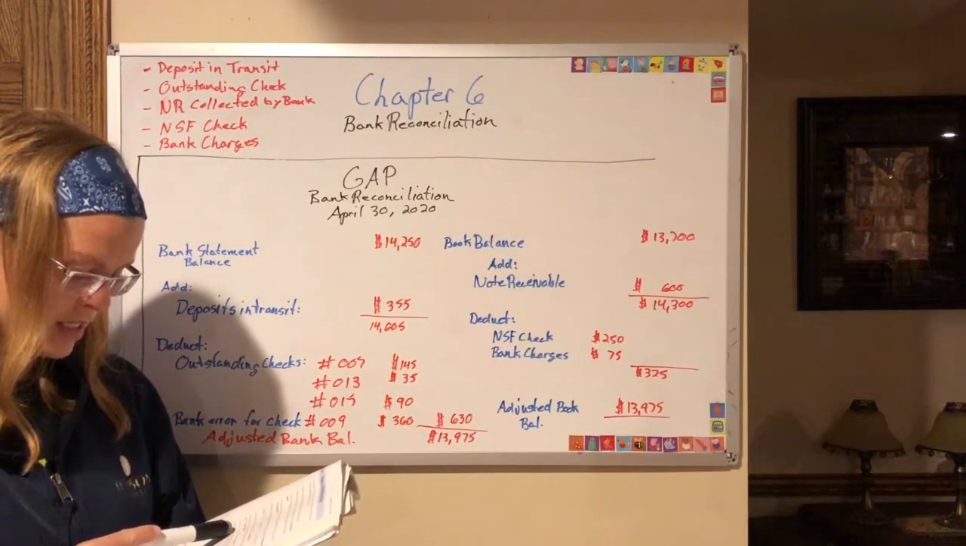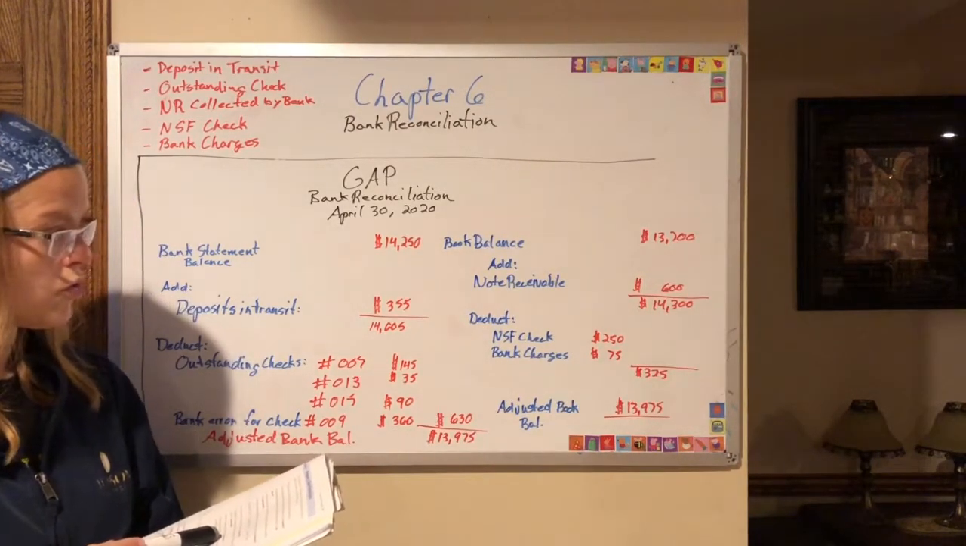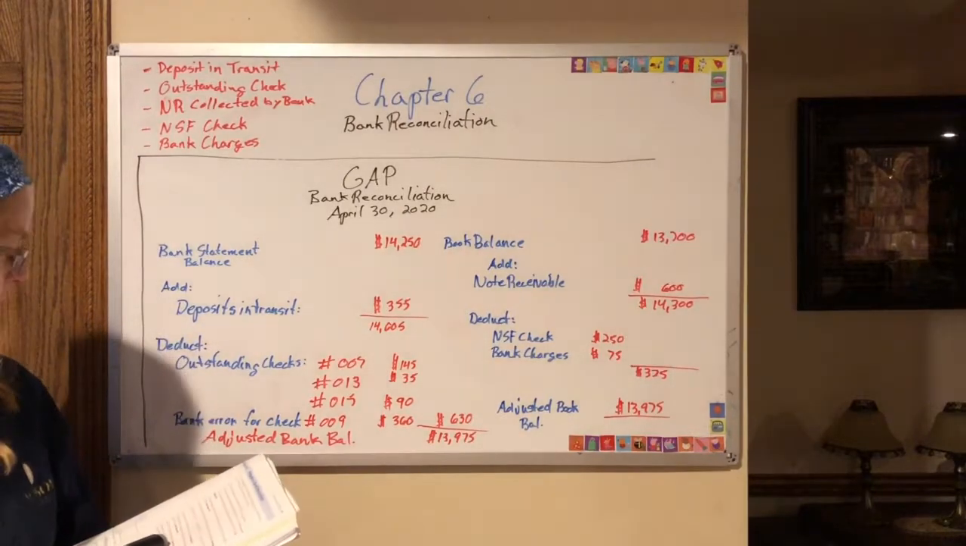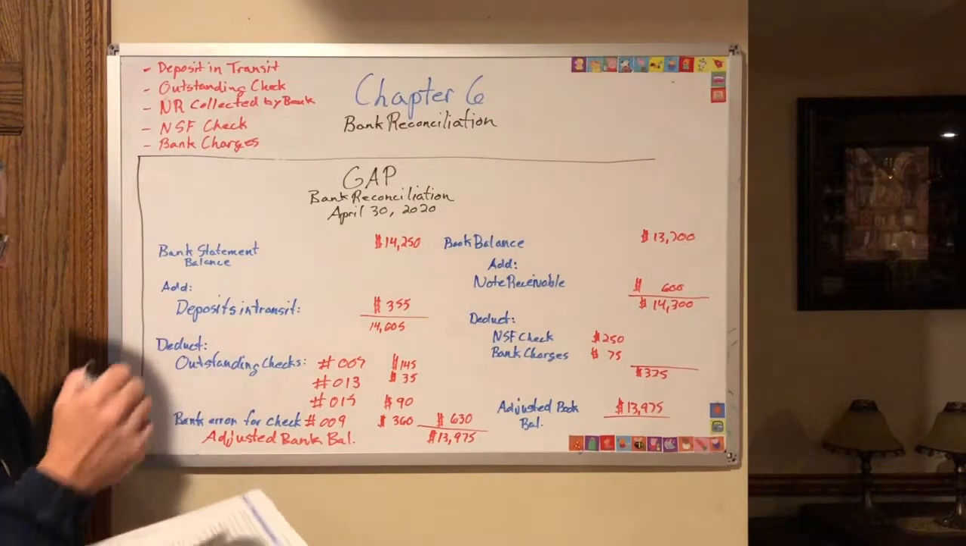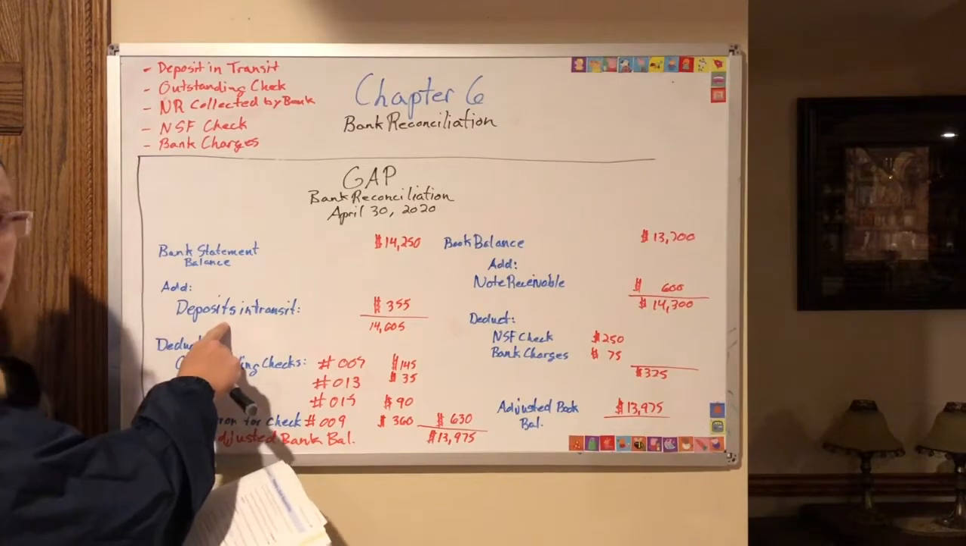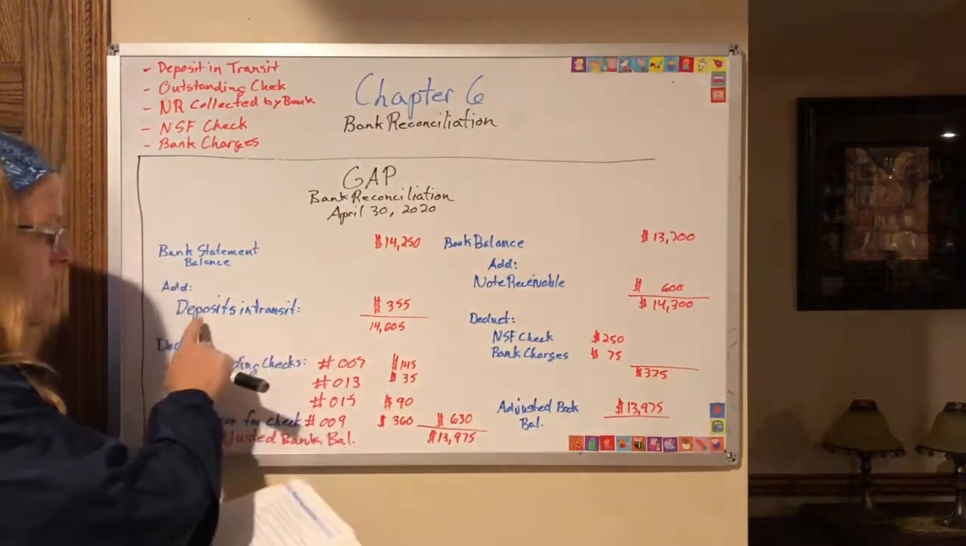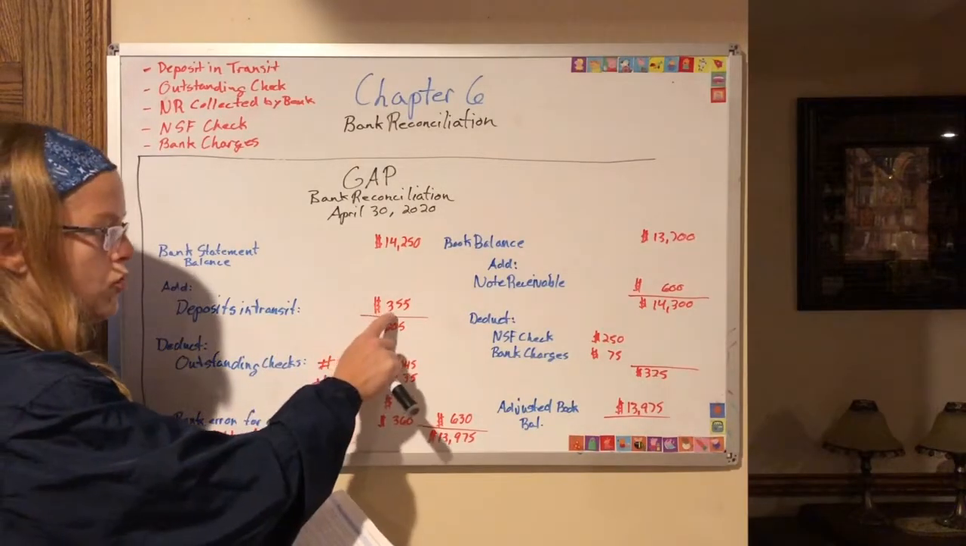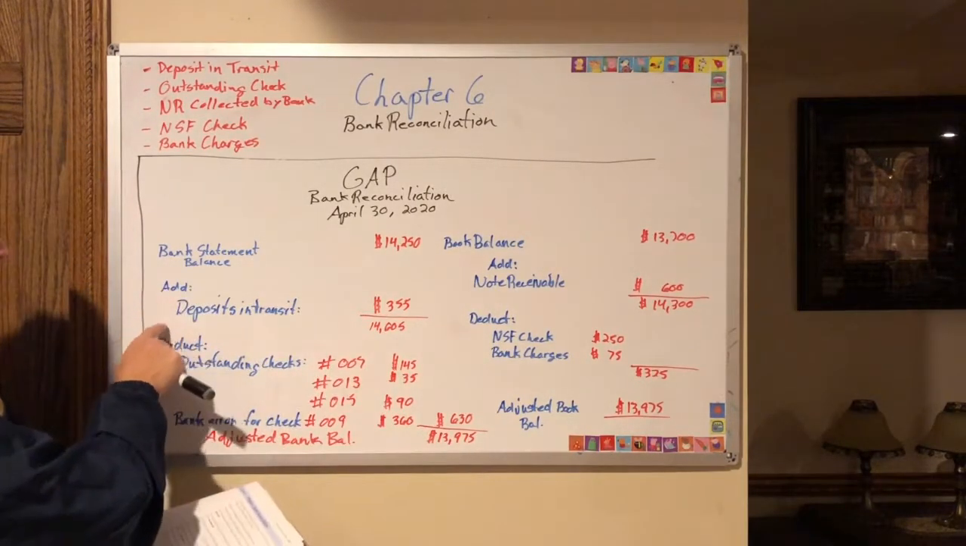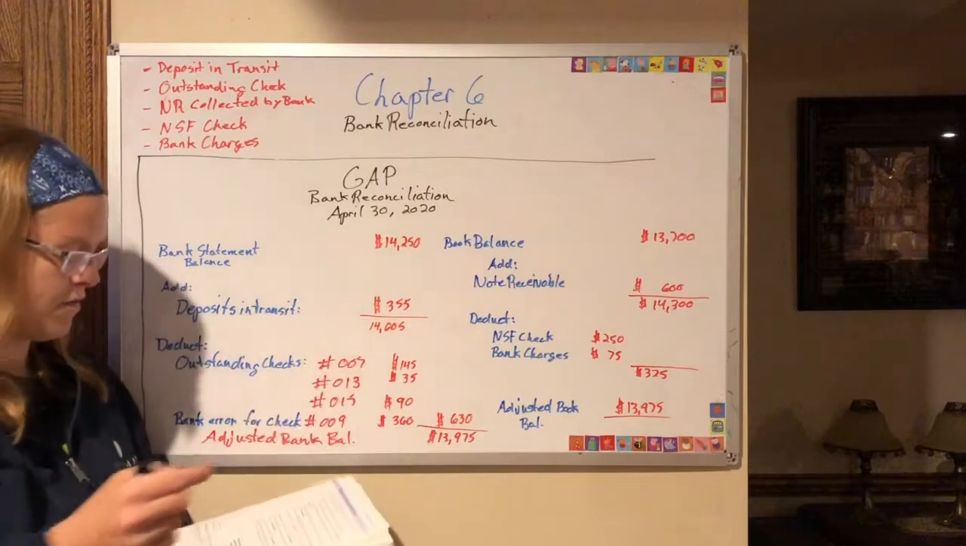Deposits in transit totaled $355. So we have our deposits in transit that the bank didn't know about, but the company did. Deposits in transit totaled $355. So we have to add these, right? $355.